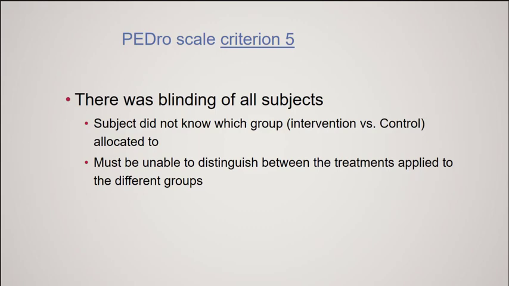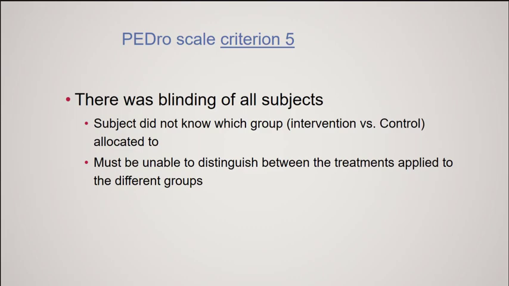Criterion 5, 6, and 7 all deal with blinding for different people that are involved in the study. Criterion 5 requires that the participant is blinded to the treatment groups, meaning that the participant cannot or should not be able to distinguish between the treatments applied to the different arms of the trial. In other words, they shouldn't know if they're getting the actual medication, for example, or the placebo.